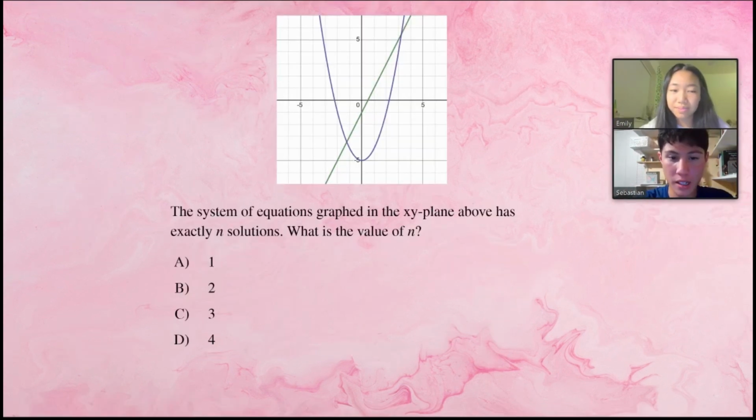The system of equations graphed in the xy plane above has exactly n solutions. What is the value of n? So we know a system of two equations has a solution if they intersect. And we see that they intersect here and here. They don't intersect anywhere else. Those are the only 2 points. So our answer to this question is answer choice B, n equals 2.